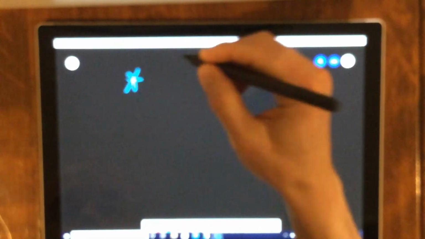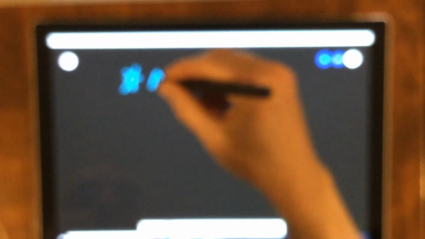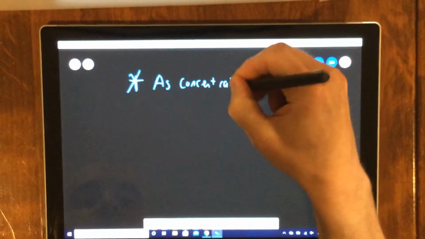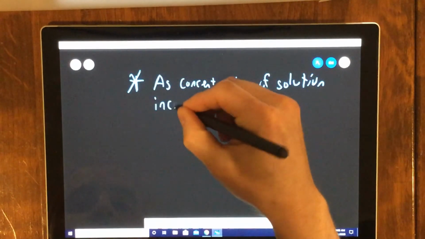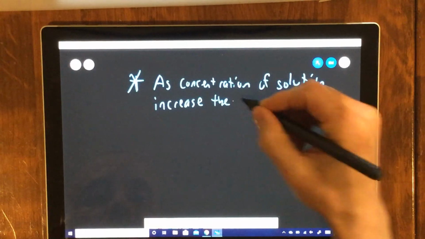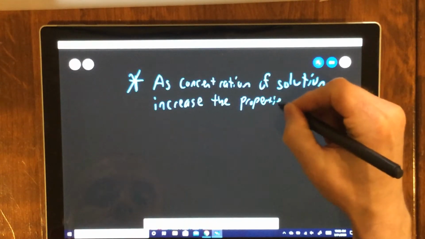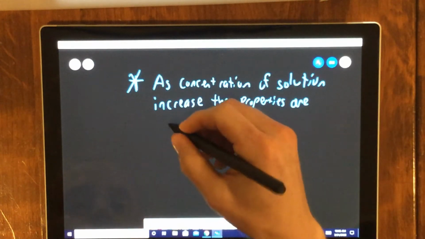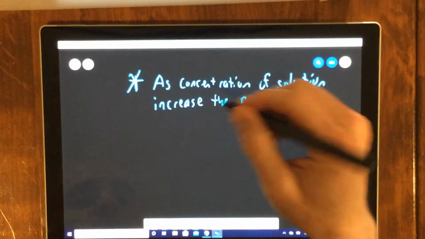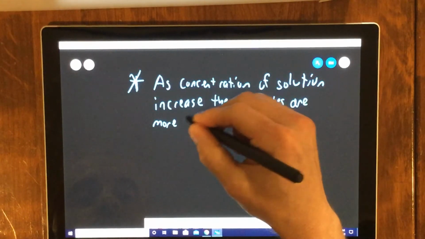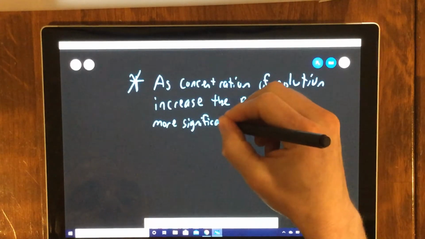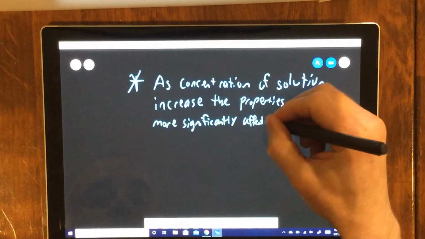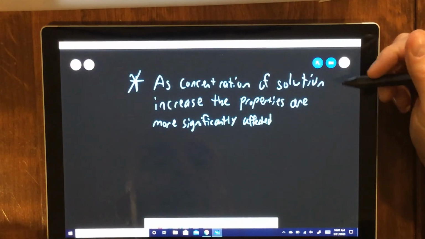So now, colligative properties states, so I'm going to write this here, that as concentration of the solution increases, the properties are affected more significantly. The properties are more significantly affected. I'm really bad with that. I should know that, but whatever.